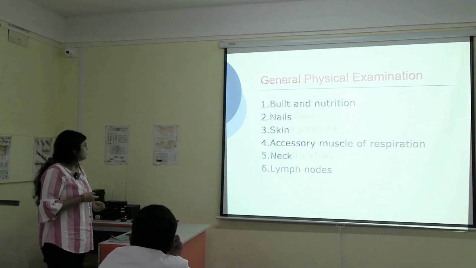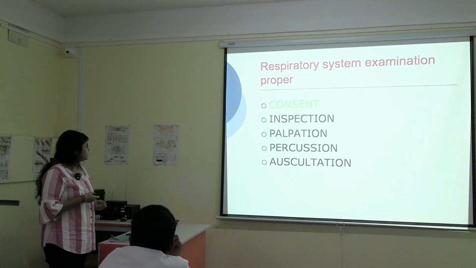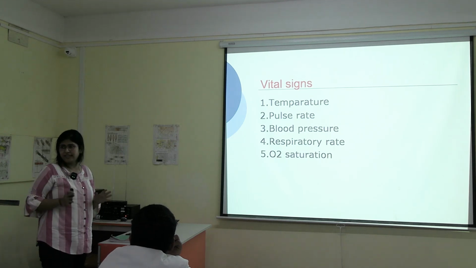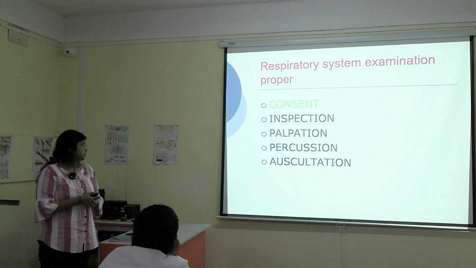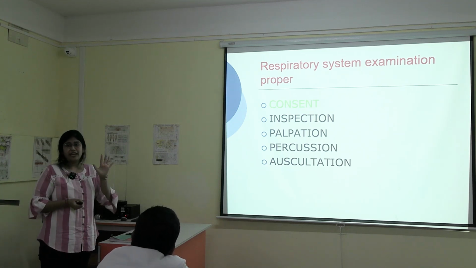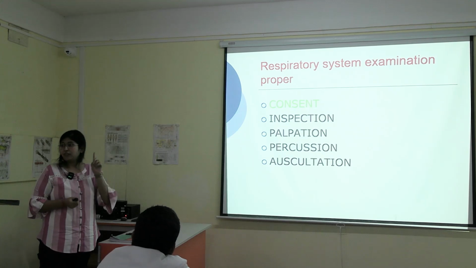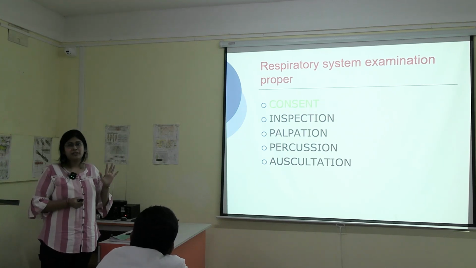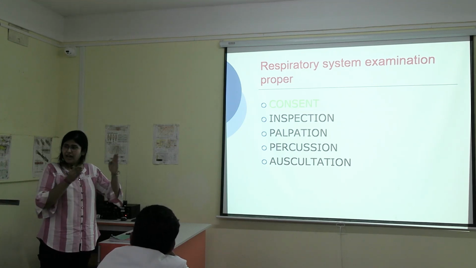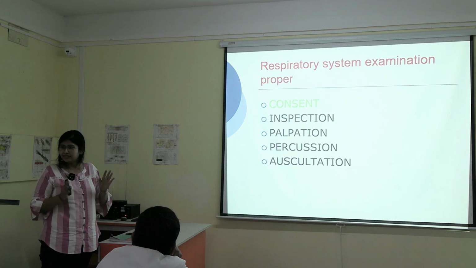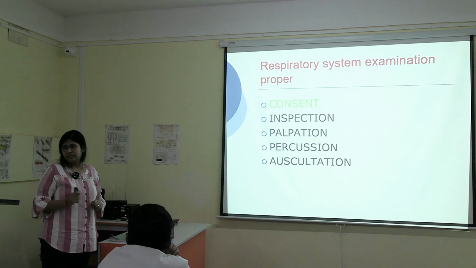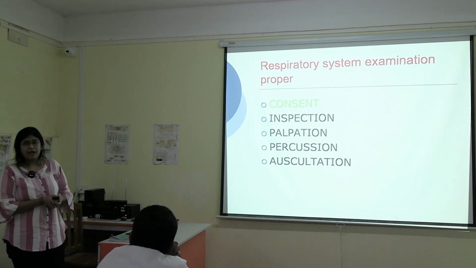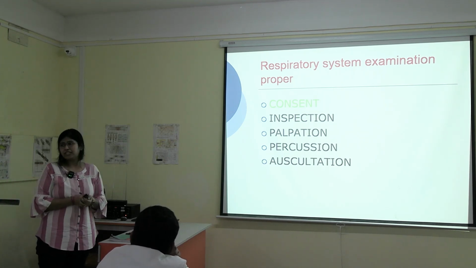The general physical examination has been explained to you all, right? Today we will focus on the respiratory system examination proper. There are 5 important steps, and the first and most important step is consent. The distance between you and behind the bars is not very far if consent is missing. Take consent first of all. Then we'll go with inspection, palpation, percussion and auscultation.